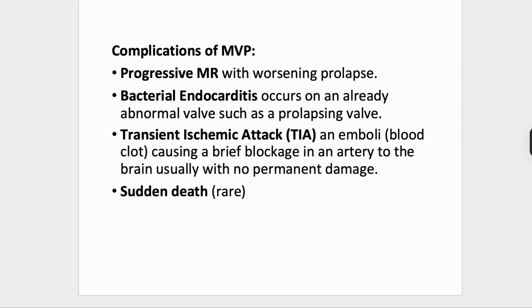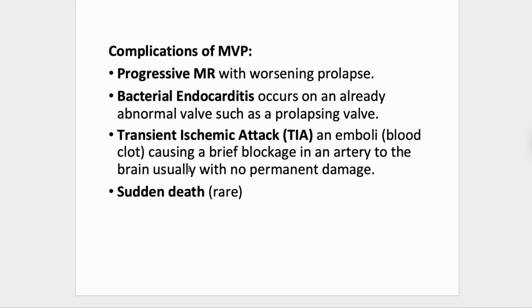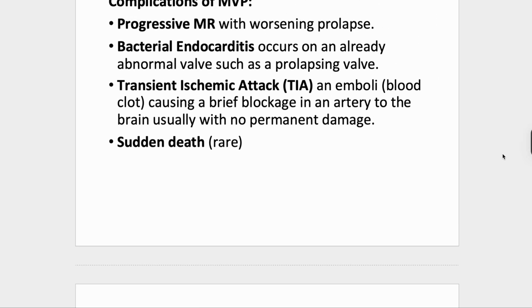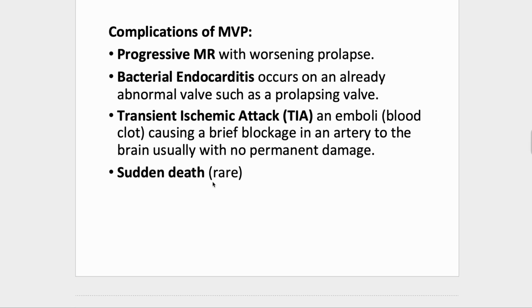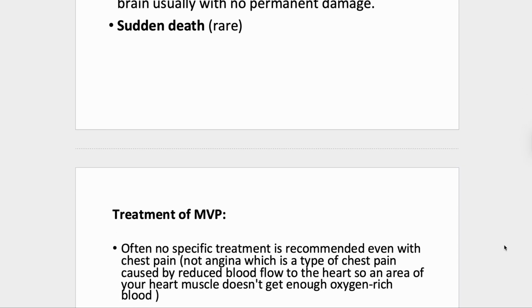TIA, transient ischemic attack, you can think of that kind of like a mini stroke. In this case, an emboli, blood clot, right? An embolus is a clot that tears off and starts traveling somewhere. This causes a brief blockage in an artery to the brain, usually with no permanent damage, but it's enough of a blockage for us to be able to see. And sudden death is another complication, but very rare. That's not usually something you see with prolapse.